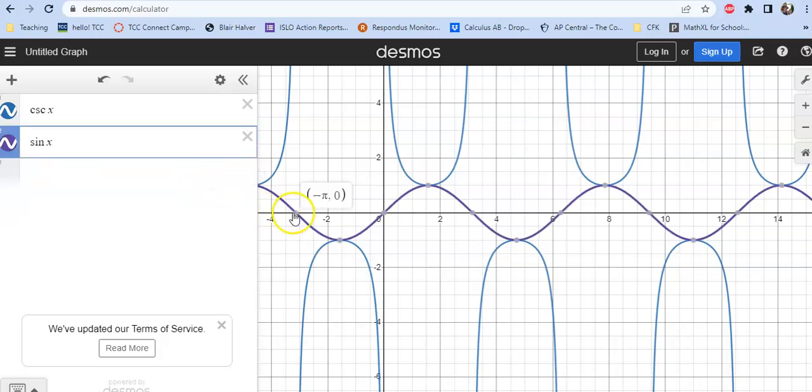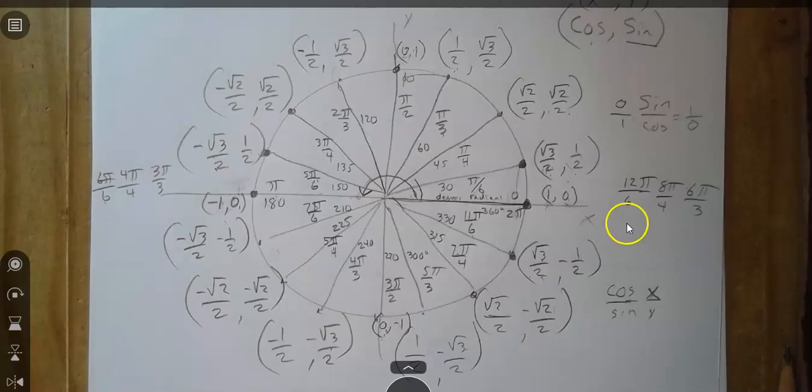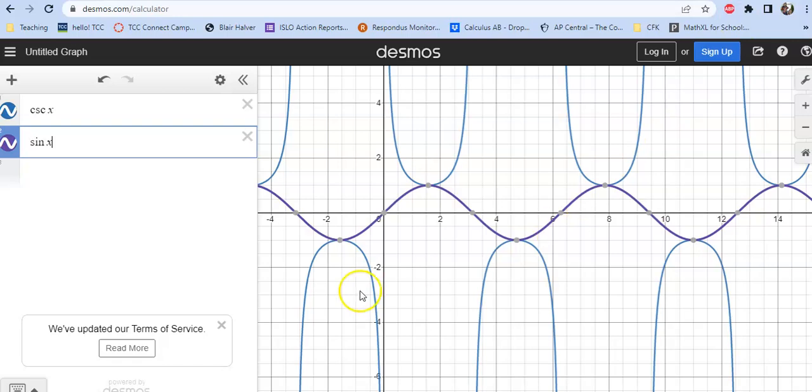Okay, what we need to know is our cosecant is going to reflect over our peaks and valleys of our sine, and then our secant will reflect over our peaks and valleys of our cosine. So here we have our vertical asymptotes everywhere that my y is 0. So at 0 and at pi, and so forth, because cosecant is 1 over sine.